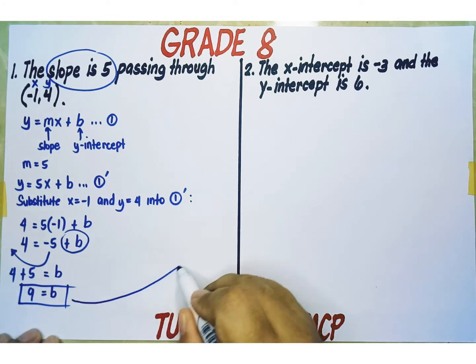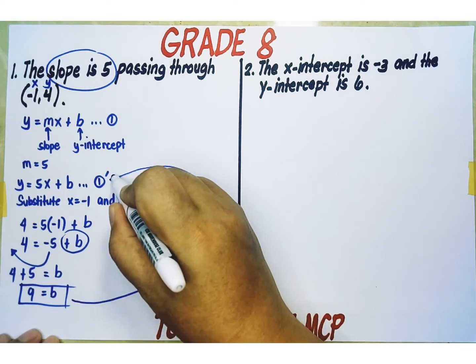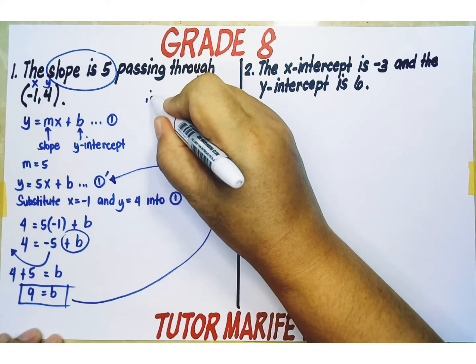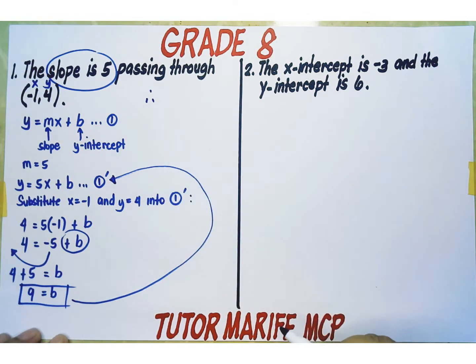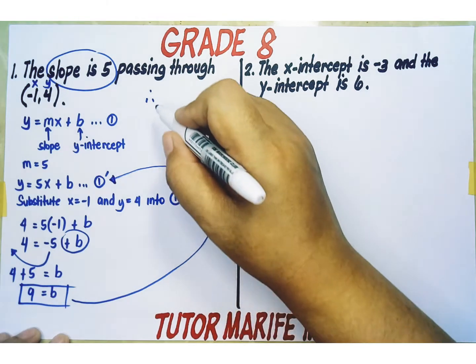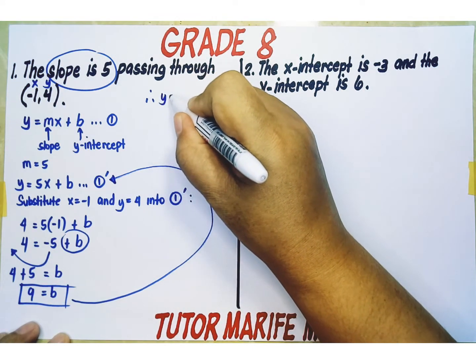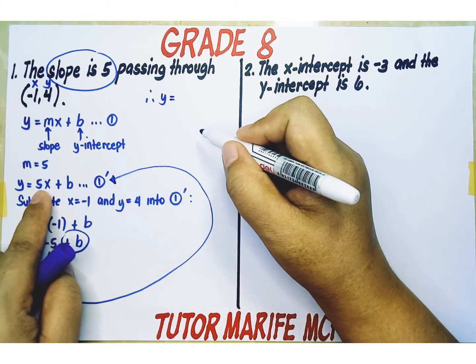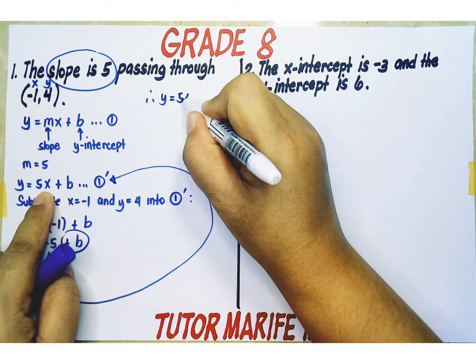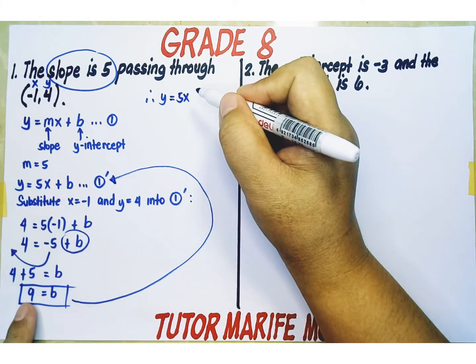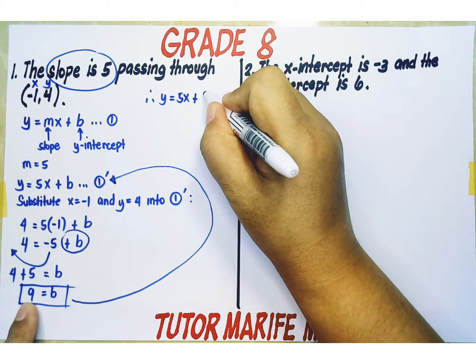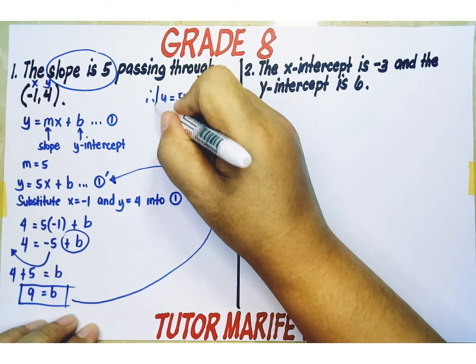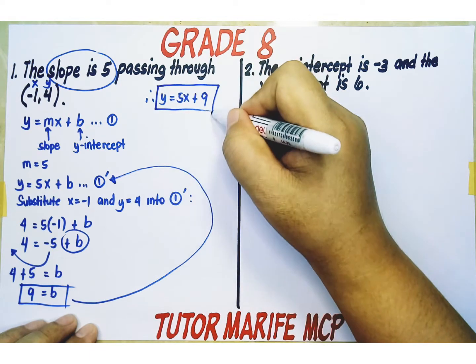So, plug in mo doon sa equation 1 prime mo. Therefore, na-solve na natin yung isang question, the equation of a line in slope-intercept form. We have y equals 5x. Ito, i-replace na natin. Nakuha natin ang 9. This is our first answer.